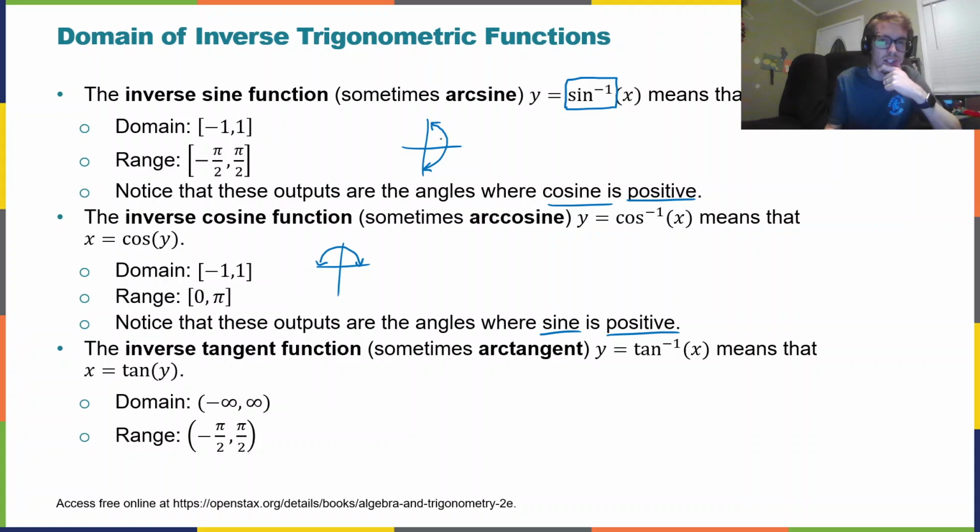So our inverse sine is restricted to quadrants 1 and 4. Inverse cosine is restricted to quadrants 1 and 2. Arc tangent has a domain of minus infinity to infinity. If you remember, tangent has asymptotic behavior, and that's what's happening there. And the range is minus pi over 2 to pi over 2, again restricted to quadrants 1 and 4. Since these functions output an angle, the outputs are going to be in those quadrants.